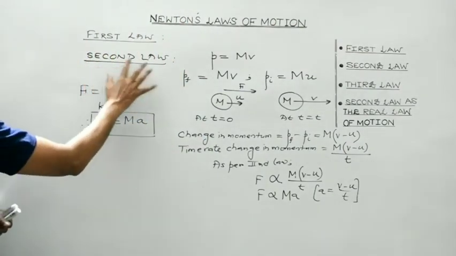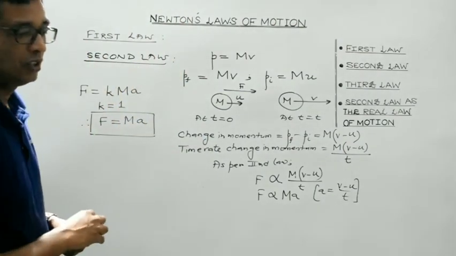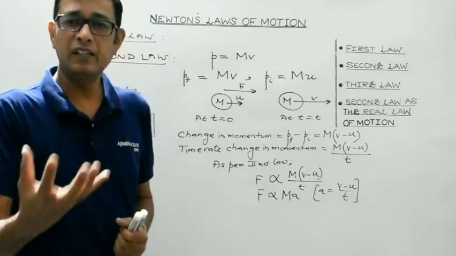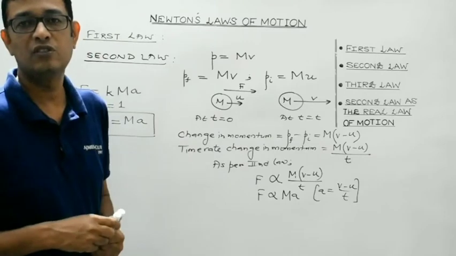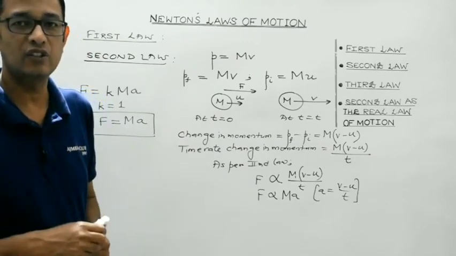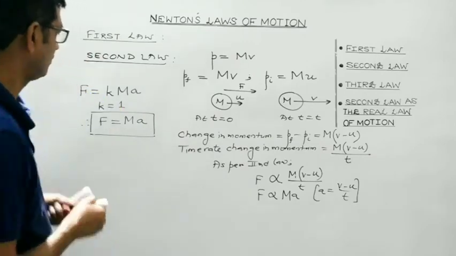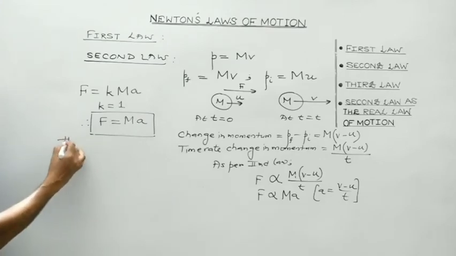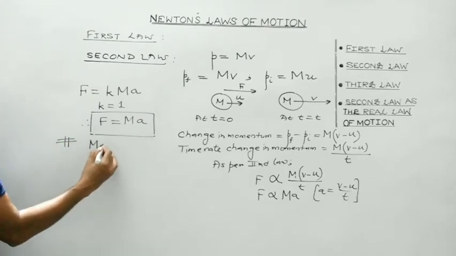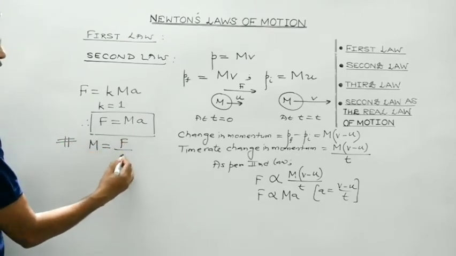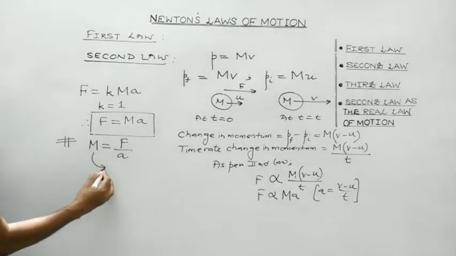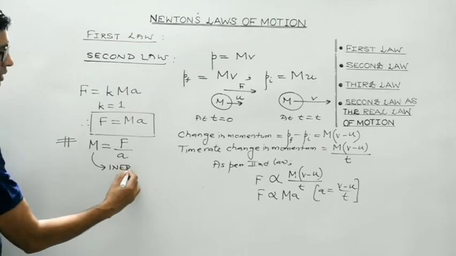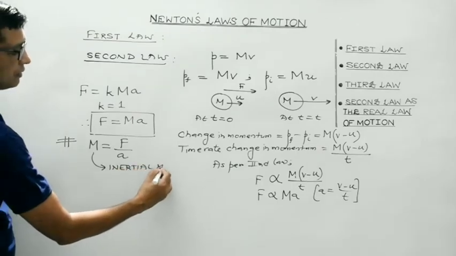So after discussing the statement of second law, we can deeply try to understand the consequences of Newton's second law. The consequences of Newton's second law. First and foremost, the mass of the body measured by this formula is known as the inertial mass. This mass is known as the inertial mass.